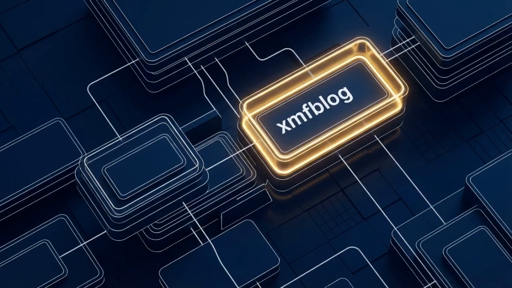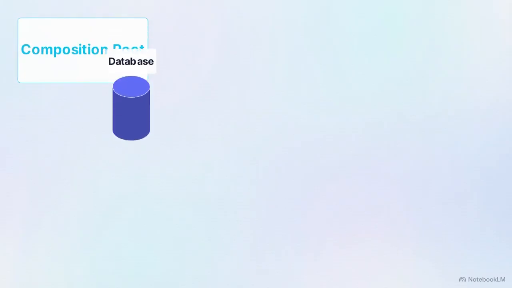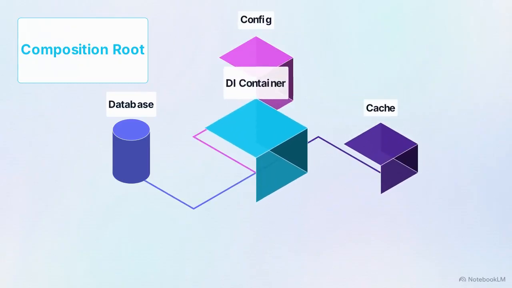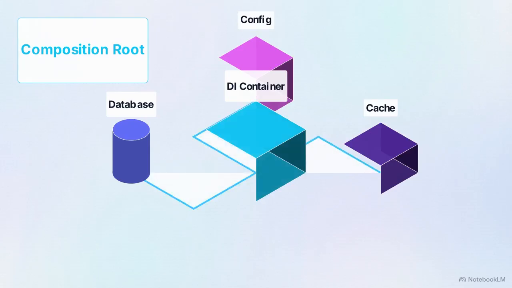The ideal starting point for new development is the XMF blog baseline structure, which contains the complete blueprint for this architecture. The first step of modernization begins here, by creating the module bootstrap class. This bootstrap class acts as the composition root. As the database, config, and cache services wire together, this becomes the single central location for all service registration.